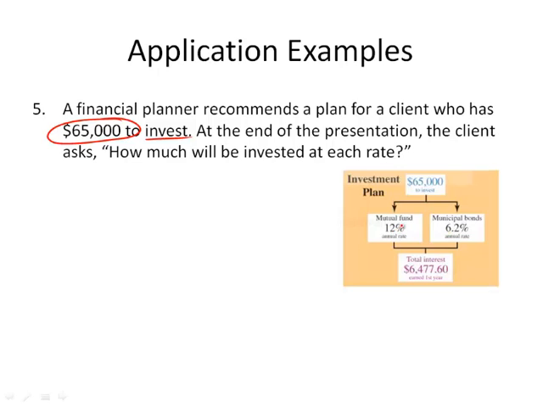12% per year he'll earn from the mutual fund, 6.2% he'll earn from the municipal bond. In total, he did earn $6,477.60.